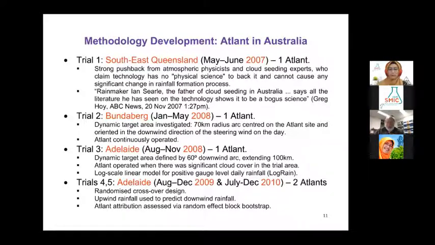There was another trial in 2008 in Bundaberg, which is also in Queensland. That's where the Atlant was continuously operated. There was a dynamic target area introduced. There was an attempt to get a semi-scientific assessment of what was going on. Then trials 3, 4, and 5 were in South Australia near Adelaide. Particularly the 4th and 5th trials used proper randomized experimental design, a randomized crossover design. They used upwind rainfall to predict downwind rainfall so they could control for the current conditions. And they used something called a random effect block bootstrap in order to assess the attribution. I'll come to that in more detail shortly.